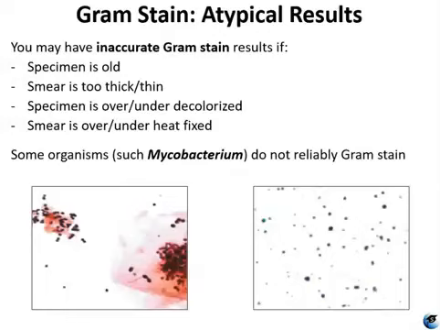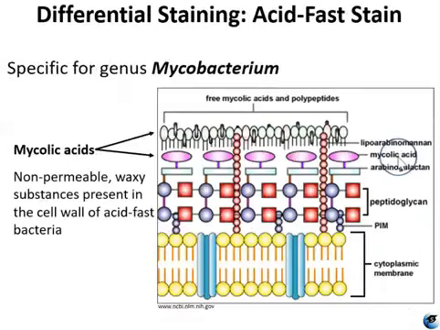And then another consideration is that some organisms simply do not reliably gram stain. And a classic example of that is the genus Mycobacterium. Mycobacterium don't reliably gram stain because of their mycolic acid layer. Mycolic acids are non-permeable, waxy substances present in the cell wall of acid-fast bacteria. They increase virulence by protecting the cells from desiccation, which is basically dehydration.